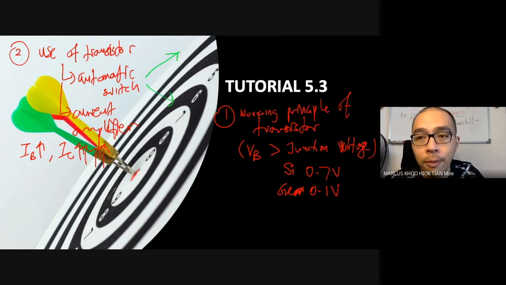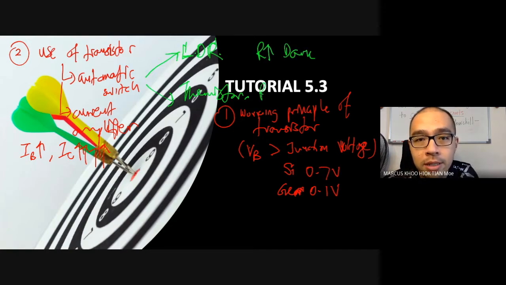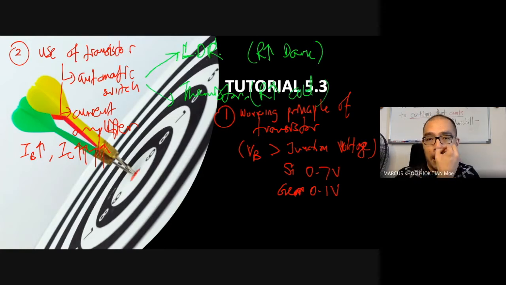One is to combine the transistor with a light dependent resistor, or LDR. And the second one is by using the thermistor. The LDR has high resistance when it is dark, and the thermistor has high resistance when it is cold. So when it is dark or when it is cold, it is high resistance.